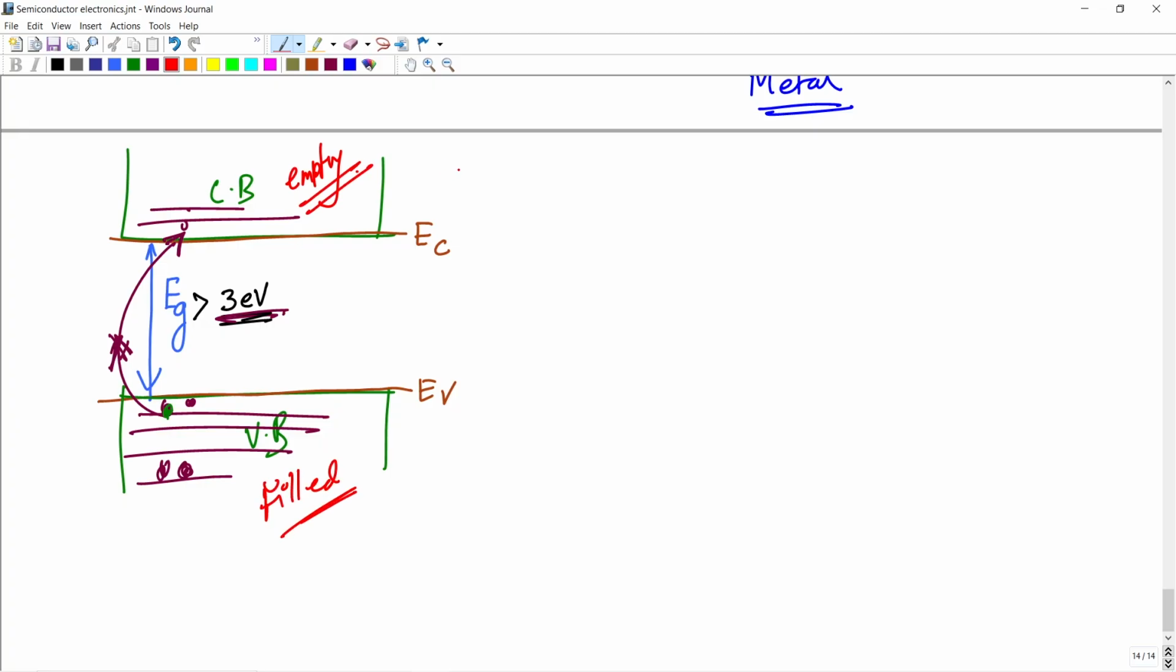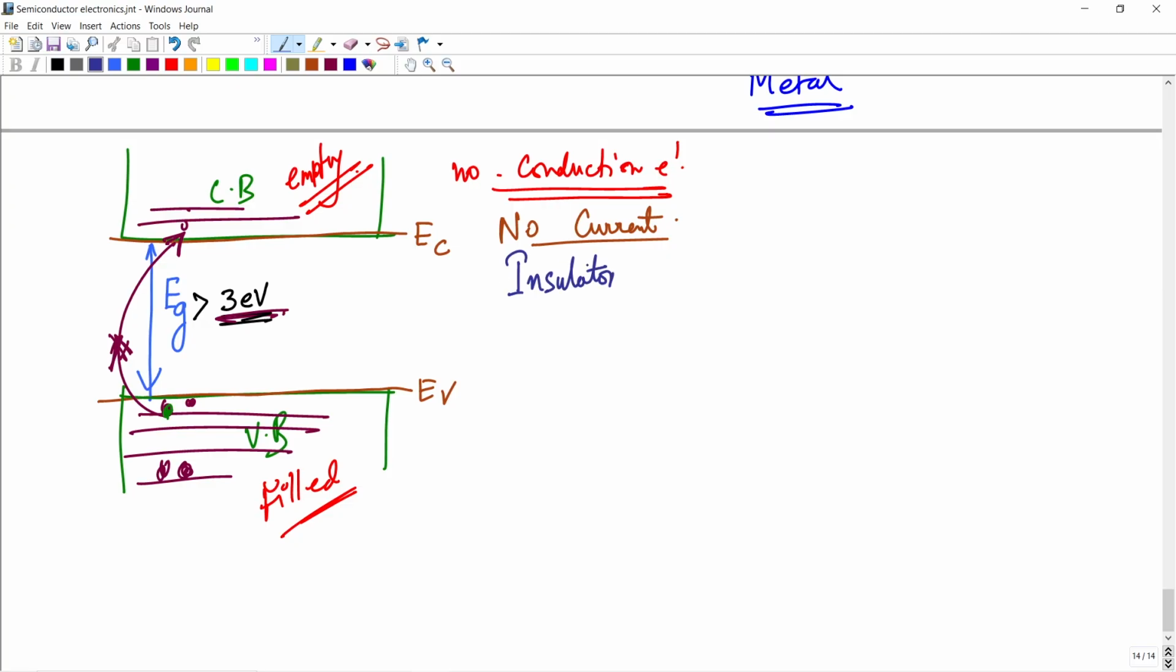So there are no conduction electrons, which means no current here. If there is no current in that situation, that is an example of an insulator. An insulator is a bad conductor of electricity.